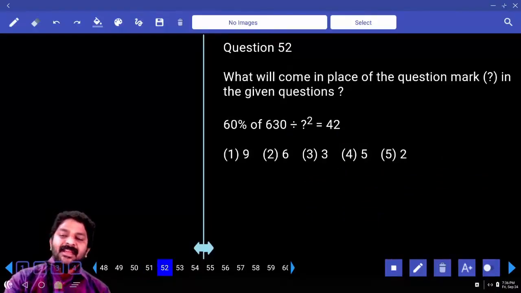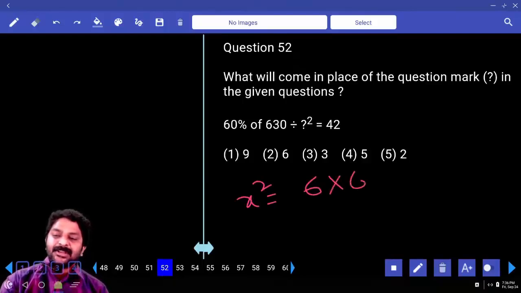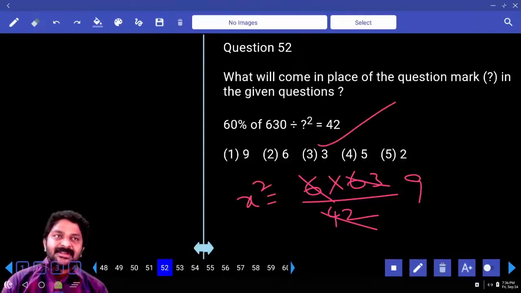Right, x square goes to right hand side. 60% in the sense 6 into 10% divided by 42. 6 7 times, 7 9 times. 9 can be written as which number square? 3 square. Third option answer.